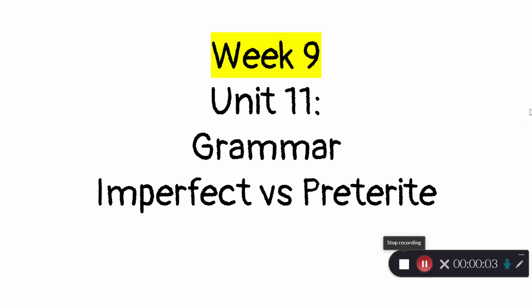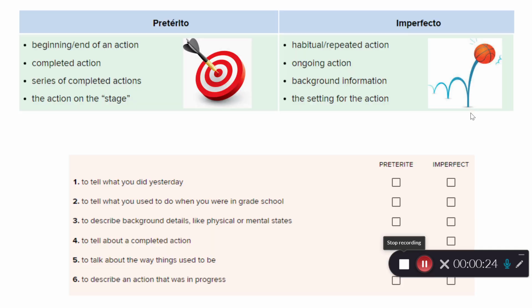We are in week 9, unit 11 grammar. This is a pretty challenging grammar, so this will be the only grammar for the week. It's going to take quite a bit of time to be able to work through this. We are talking about two past tenses, both of which you are familiar with, the imperfect and the preterite. But now we need to distinguish when to use each one. So let's talk about them separately first, and then we'll combine them together.